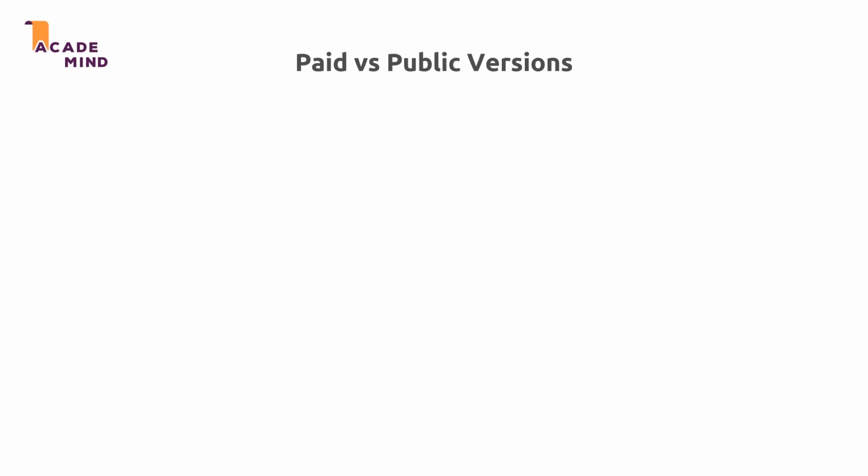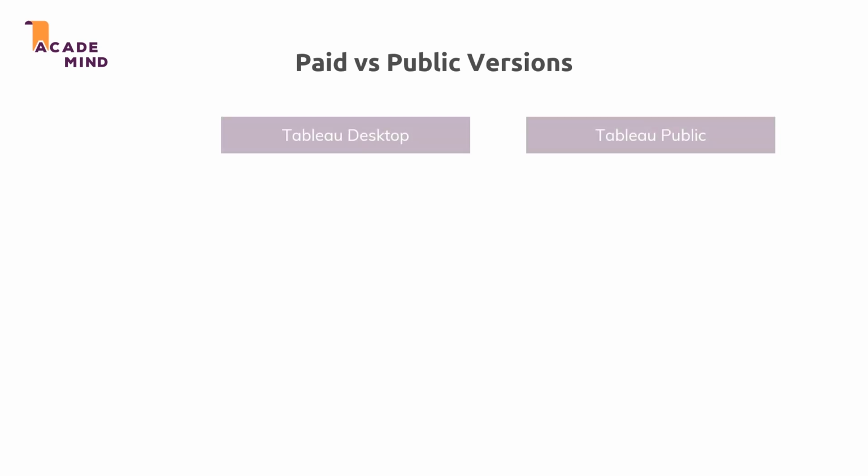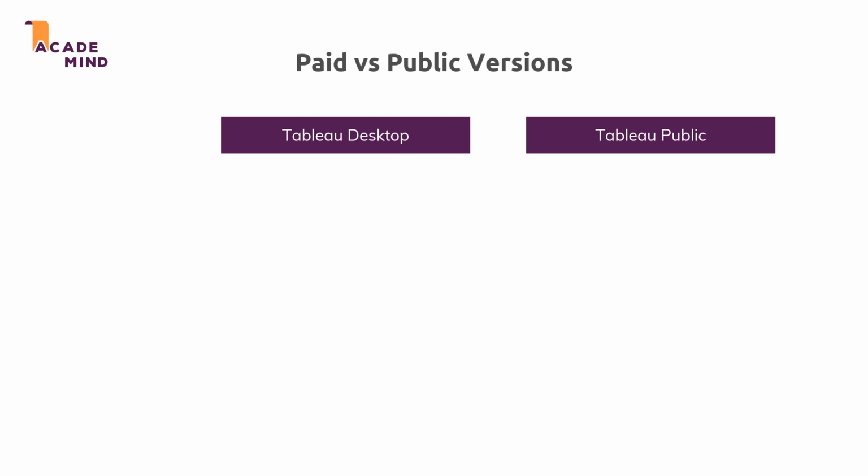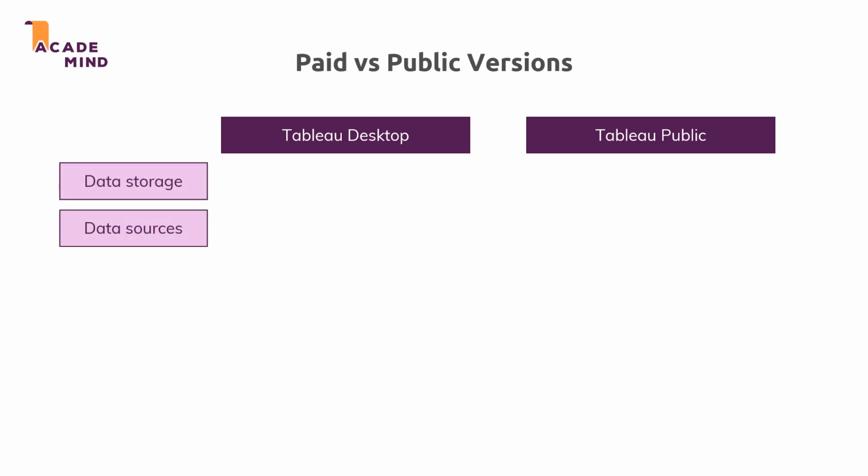So Tableau Desktop is our tool of choice, but we have this difference between the paid and the public version. As I said, I will refer to both terms interchangeably here in the course. Here, I really refer to Tableau Desktop as the paid version and to Tableau Public as the public free version. The core differences between these tools, besides the price, can be categorized into the data storage capabilities, the data sources we can connect the tool to, and also the data connectivity. What do I mean by that?